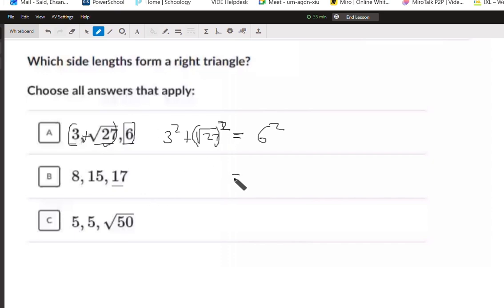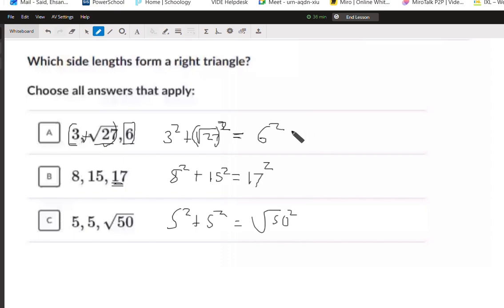Same thing with the next one. This is going to be equal to 17 squared, because 17 is the bigger one. But don't forget to square them also. So it's going to be 8 squared plus 15 squared. Alright, now we have these here. Of course, the last one is going to be equal to root 50 squared. So this will be 5 squared plus 5 squared equals root 50 squared.